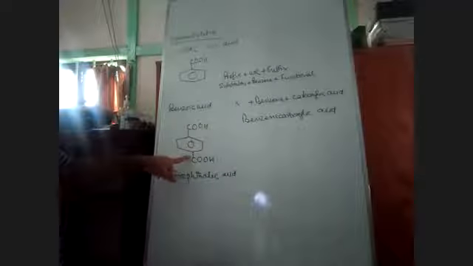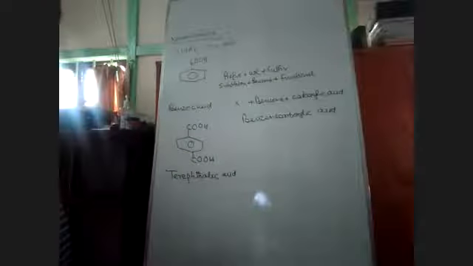Hopeless. 1, 2, 3, 4. So it is called benzene 1,4 dicarboxylic acid. Benzene 1,4 dicarboxylic acid. Useless people.